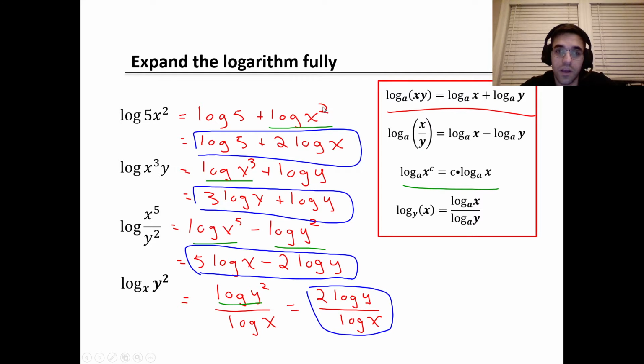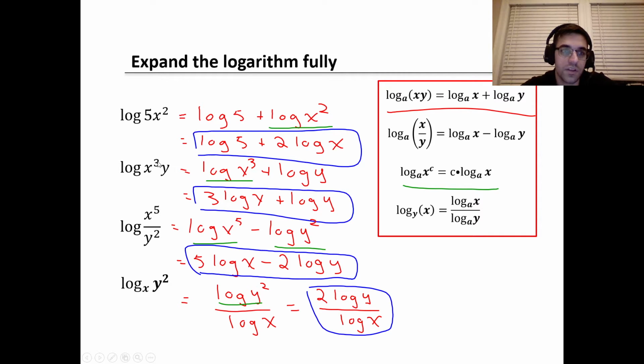And x squared, we have an exponent on the x, so we can use our power rule for logs. Instead of c, we have 2. We can bring that 2 out front as a coefficient of log of x. So here's fully expanded for that one.